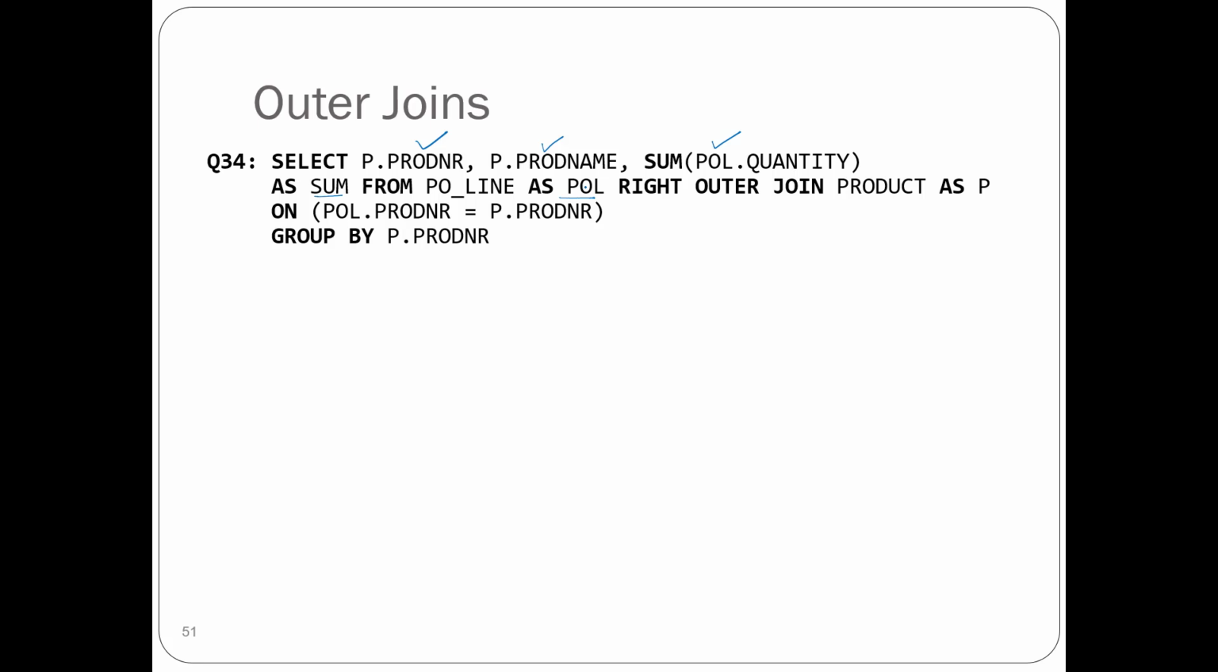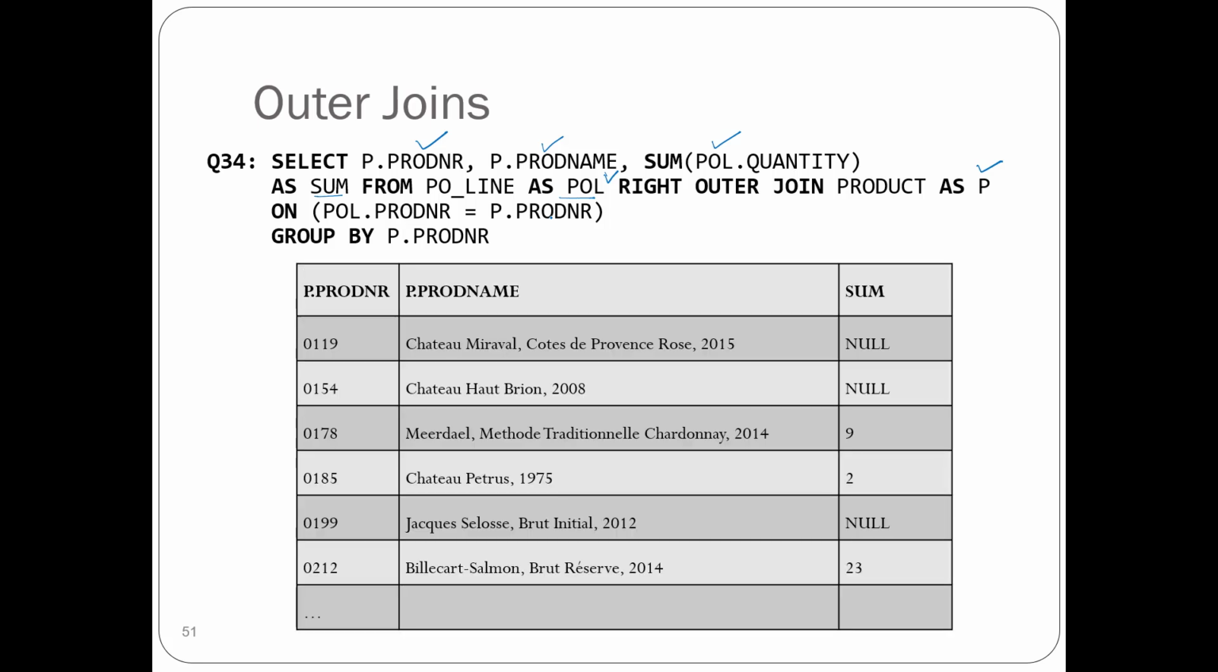right outer join. So here, our right table is P. We are doing the outer join from PO line, which we are calling POL, right outer join with product as P on POL.prod_nr is equal to P.prod_nr, grouped by P.prod_nr. The result would look like this. P is on our right hand side, and that's the reason we are calling it right outer join.